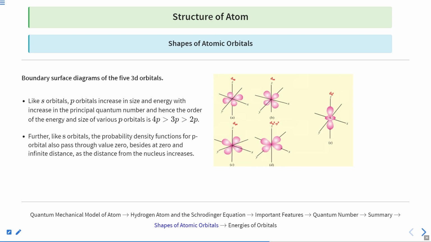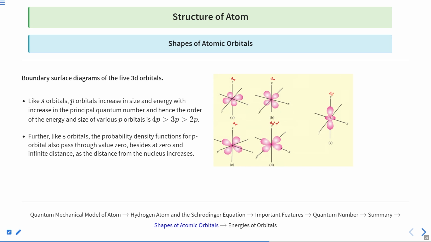So the number of angular nodes is given by l. Whatever the value of l, that will be the number of angular nodes. So for the d orbital, the number of angular nodes will be 2. For the p orbital, it will be 1, and for the s orbital, it will be 0. If I talk about the radial nodes, then what is the formula? It is n minus l minus 1.